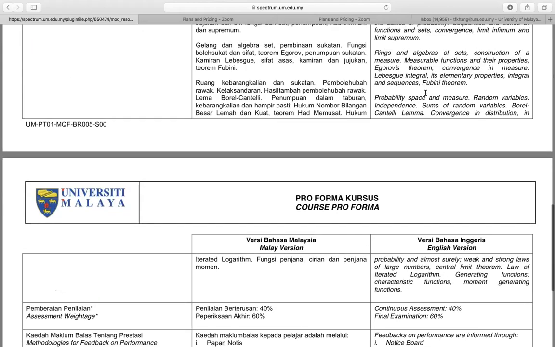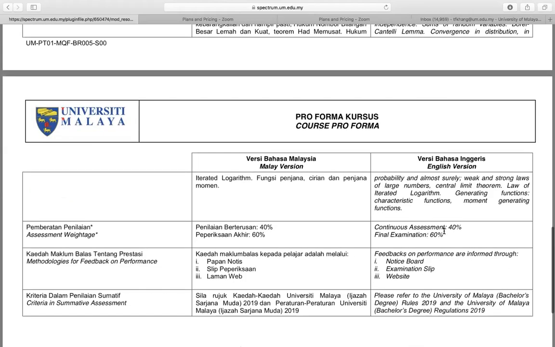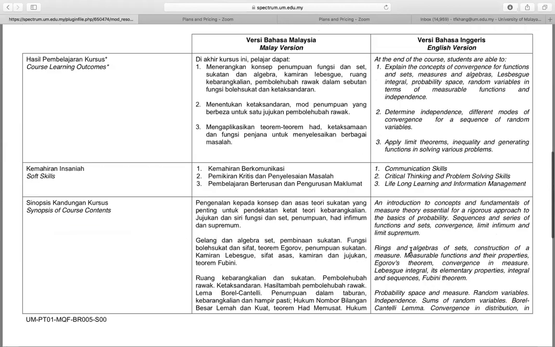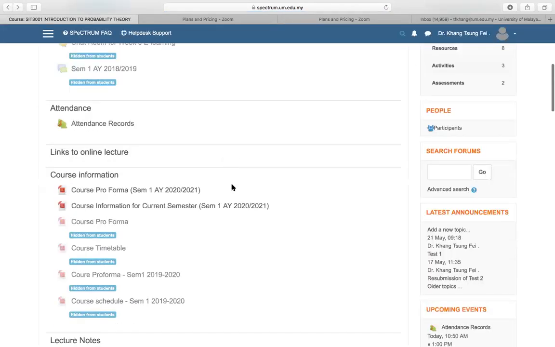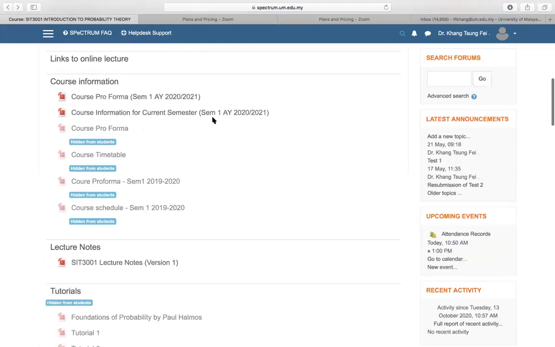So, okay. We have 40% continuous assessment, final exam 60%, but not the kind of way we do the final exam like last sem, right? Because this time the final exam is basically a take home, right? You can actually take home and you'll be given like 1 day to do it, okay? Okay, let's look at maybe this one, course information.